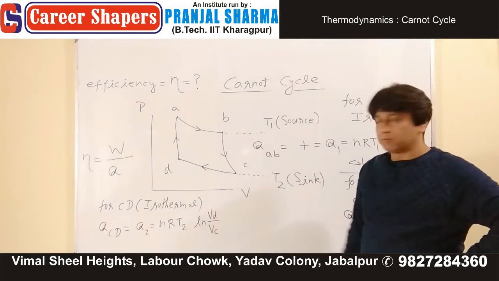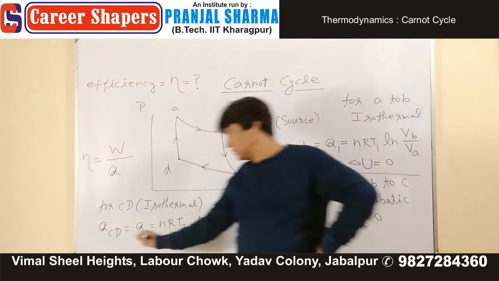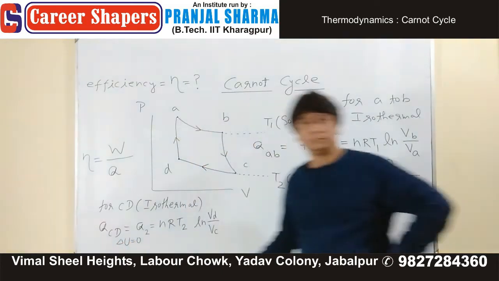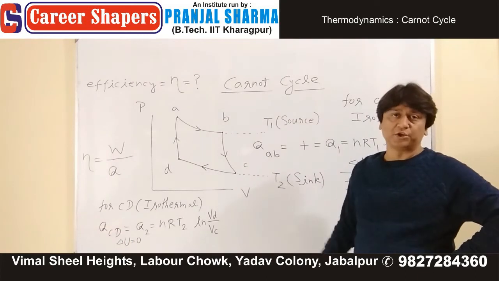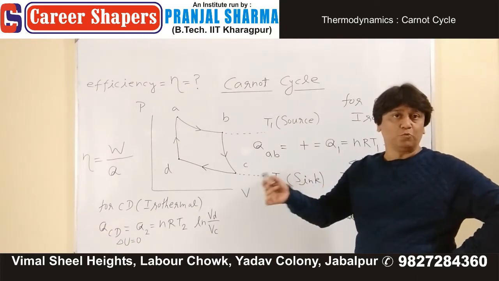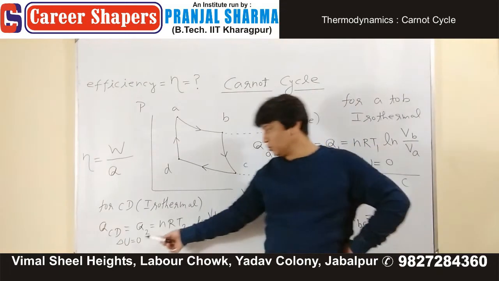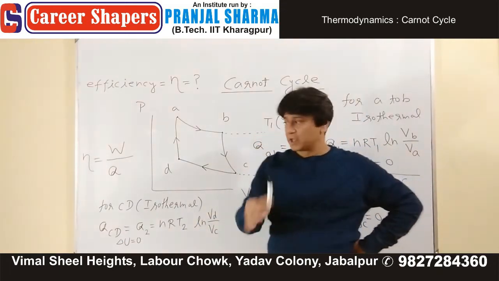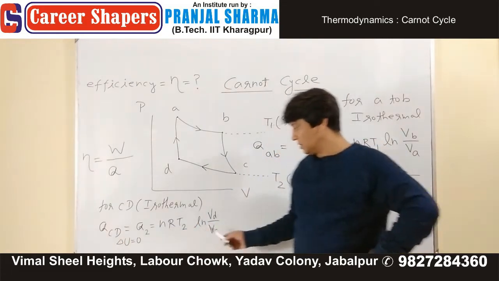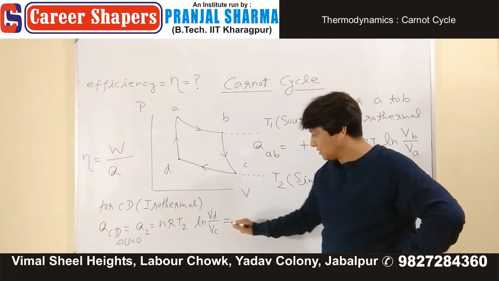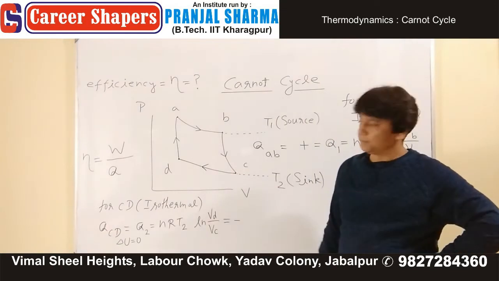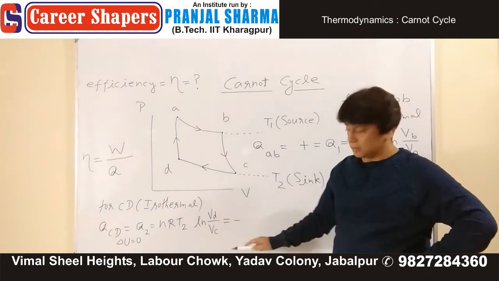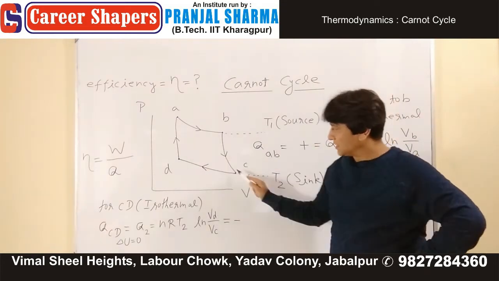Since it's an isothermal part, again delta U is 0. There is no change in internal energy. So delta Q is delta U plus delta W. Delta U is 0. And what you are looking at is simply the formula of work. I hope it's clear that the whole thing is negative. Log of a number which is less than 1. VD is less than VC.